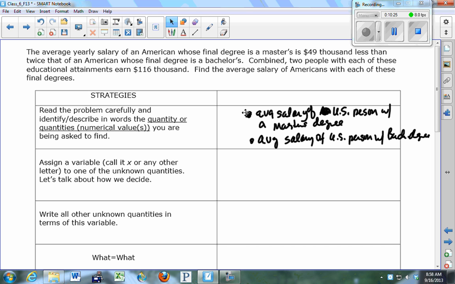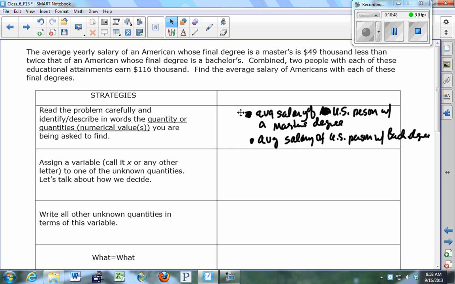Now is where the algebra comes in. You need to then look in the story for a relationship between these two things. And one of them is going to be given the assignment of a variable. We can call it x in this case. And then the other one is going to be described in terms of that.